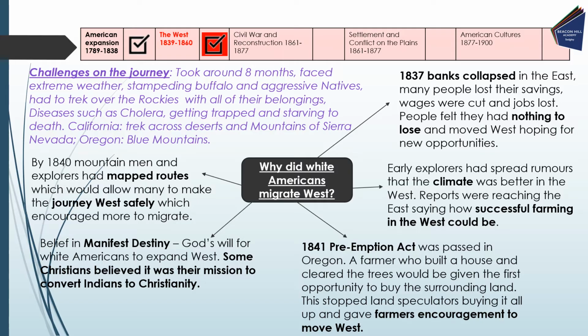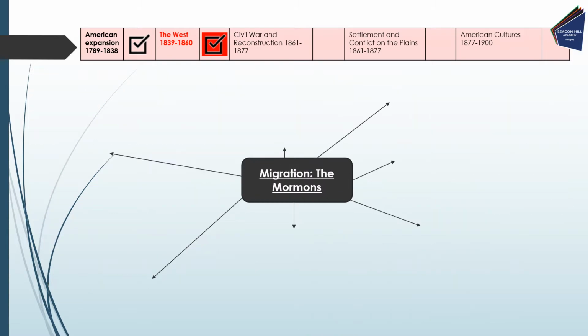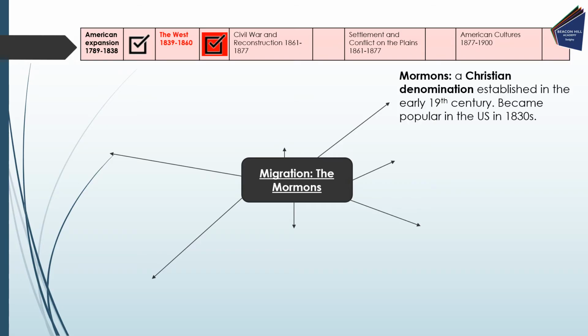In terms of who migrated west during this time period, a group that should come to mind is the Mormons. So the Mormons were a group of Christians. They were a Christian denomination, and they were established in the early 19th century. They became popular in the US in the 1830s.